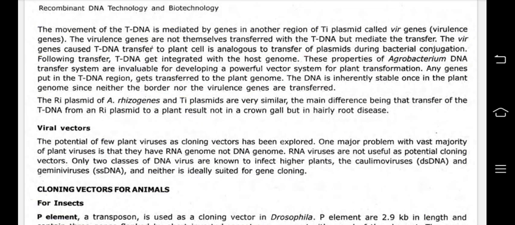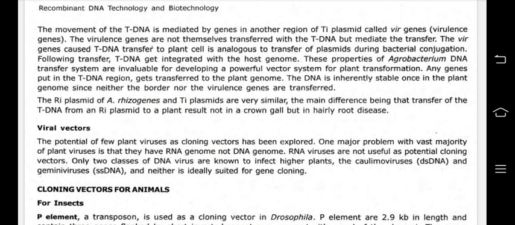These properties of the Agrobacterium DNA transfer system are invaluable for developing a powerful vector system for plant transformation. Any genes put in the T-DNA region get transferred to the plant genome. The DNA is inherently stable once in the plant genome since neither the border nor the virulence genes are transferred.